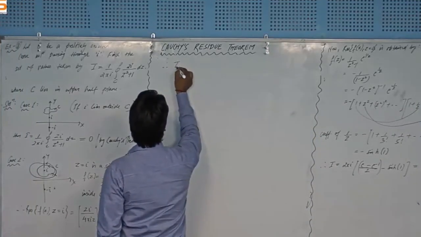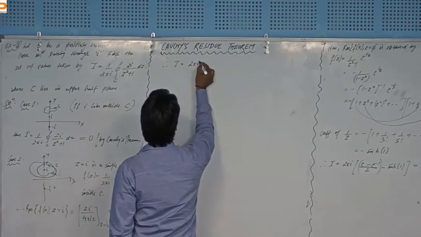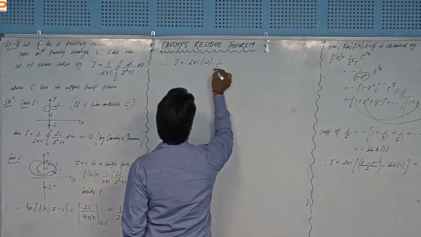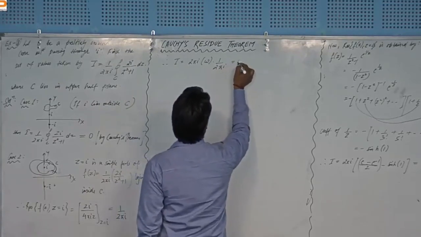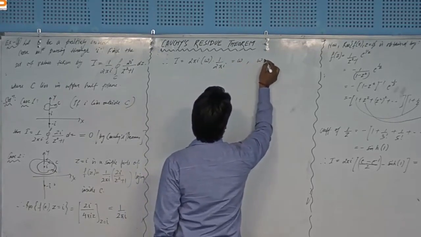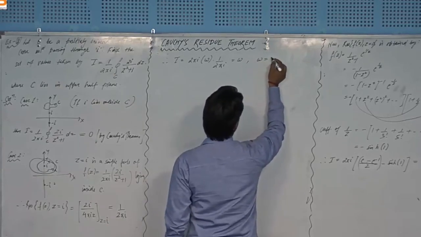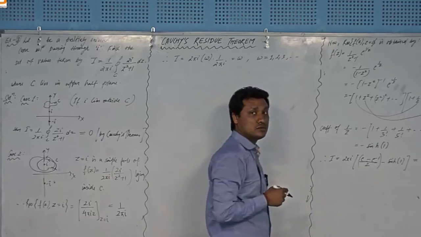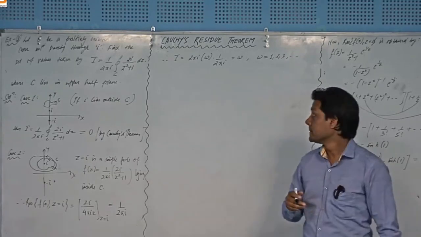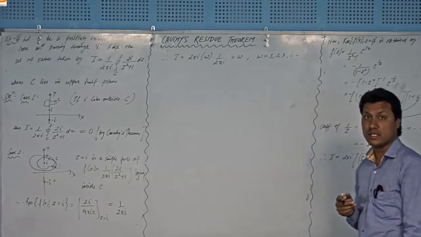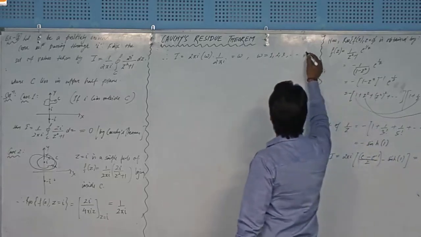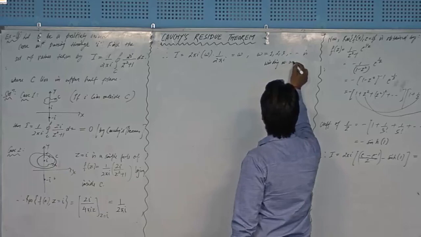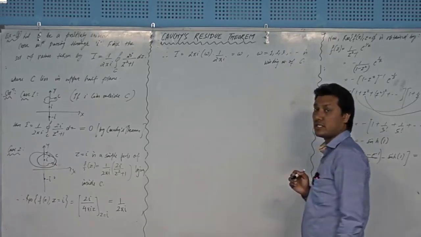Therefore, I equals 2 pi iota omega multiplied by the residue, and your residue is 1 over 2 pi iota, so you will be left with omega. And you know that omega is the winding number, and that starts from 1, 2, 3, and so on, right? A non-negative integer, a natural number, is the winding number of curve C.